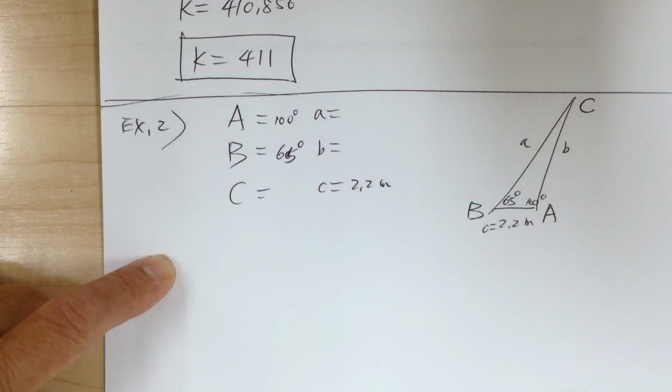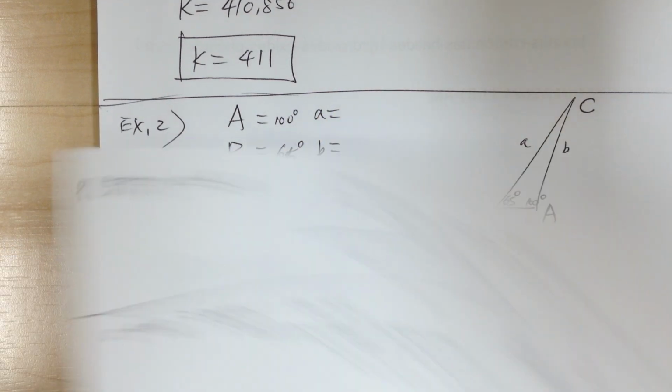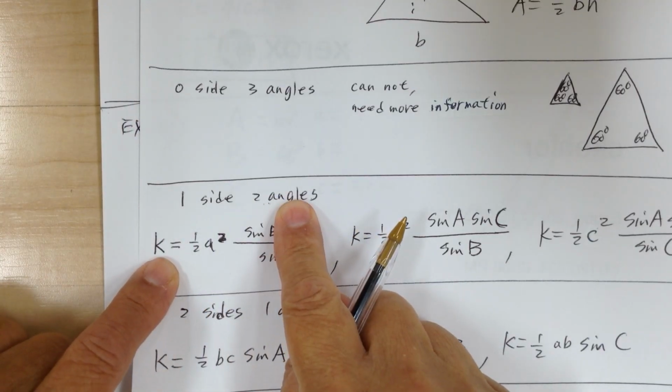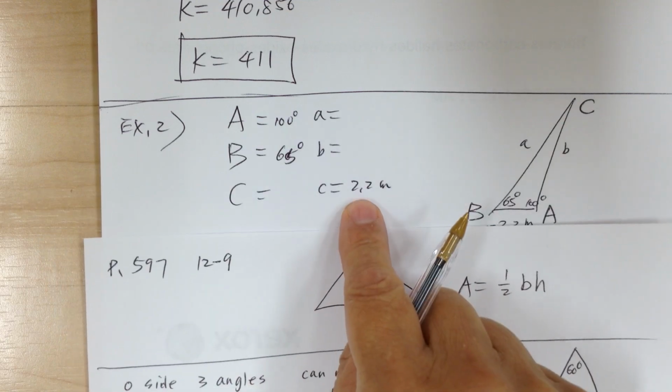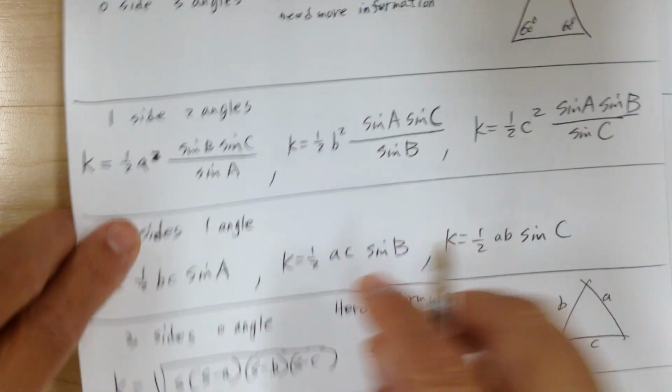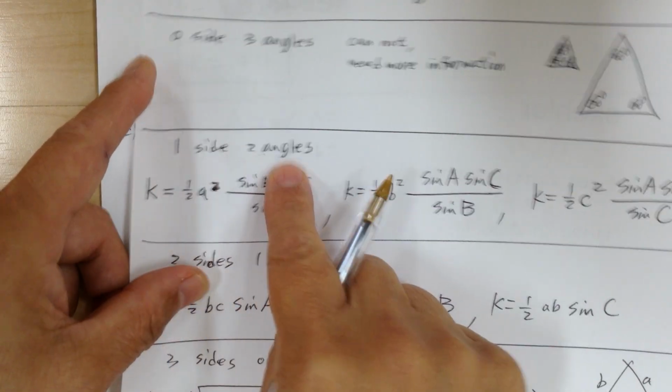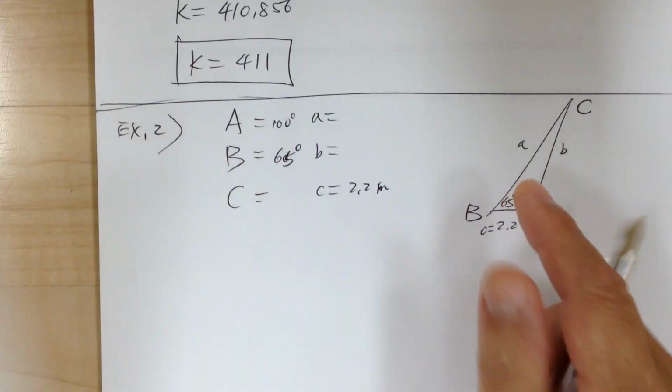Okay, so this is a case of two angles. So one side, 2 angles, okay? And so the side given is C, right? So you have to use this one here, right? So again, this is for one side, 2 angles, and the side given is C, so you have to use this one, okay?